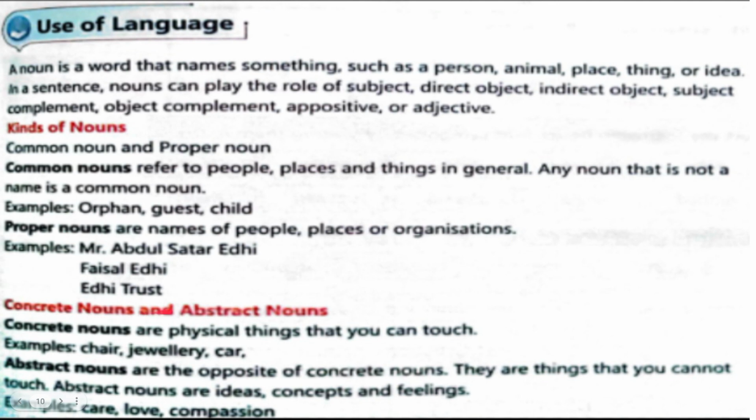Concrete nouns and abstract nouns. Concrete nouns are physical things that you can touch. Examples: chair, jewelry, car. Abstract nouns are the opposite of concrete nouns. They are things that you cannot touch. Abstract nouns are ideas, concepts, and feelings. Examples: care, love, and compassion.